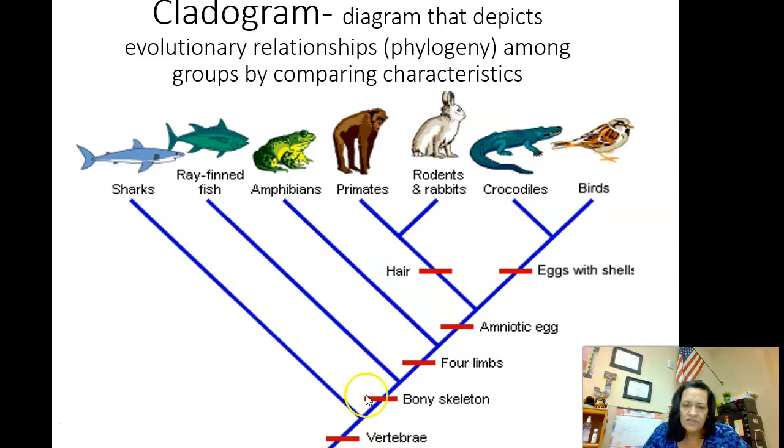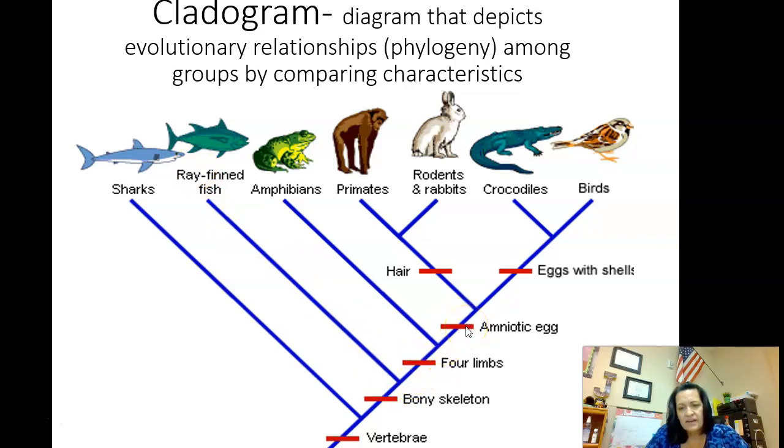Now, the next trait, we have bony skeleton. So everything beyond this point has bony skeletons. You can see this excludes the sharks, okay? It's because sharks have a skeleton made of cartilage. So again, we come up here, forelimbs. That now excludes the ray-finned fishes, the true bony fishes.